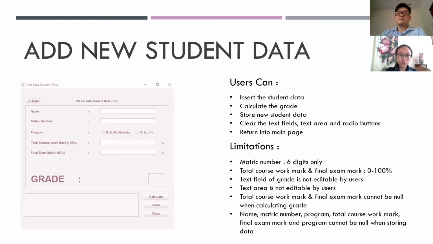The limitation of this page is the text field could only accept a maximum of 6 digits. The total coursework mark and final exam mark should be between 0 and 100% and cannot be null. The text field of the grade and the text area are not editable by users. Plus, all of the data cannot be null when storing the data.